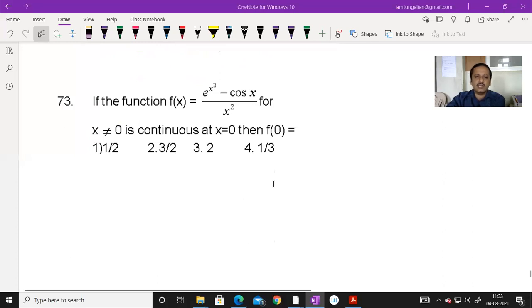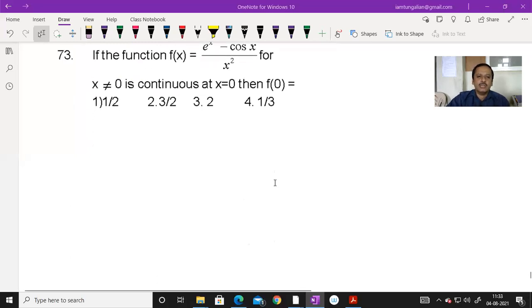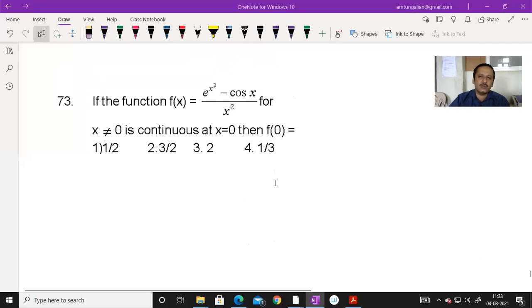Okay, just concentrate. The last problem of the day. 73rd question. If the function f of x is equal to e power x square minus cos x by x square for x not equal to 0 is continuous at x equal to 0, then f of 0 is equal to... it is continuous at x equal to 0.